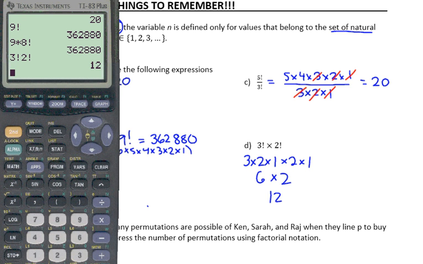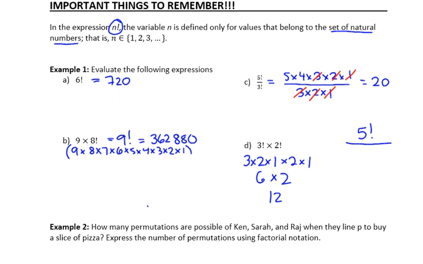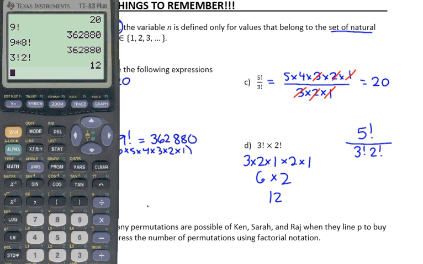Okay, really quickly, if you had a question like this, 5 factorial over 3 factorial 2 factorial, how would I enter that in my calculator? What would I have to need? What do I need? Brackets, where?